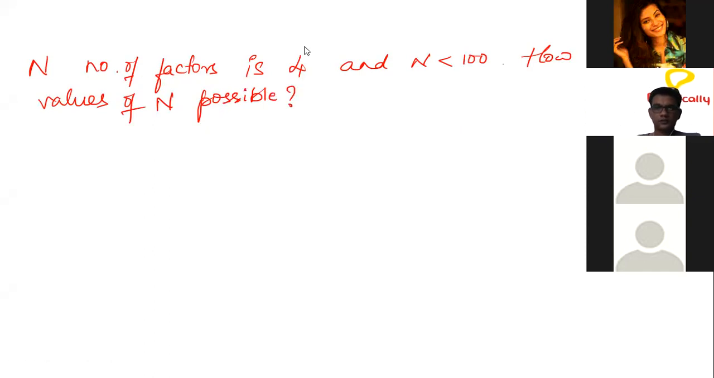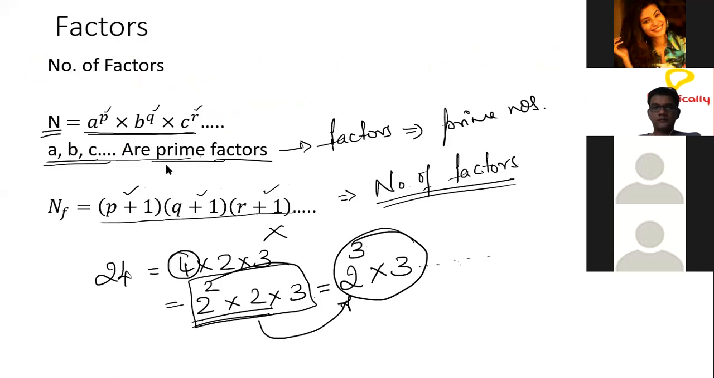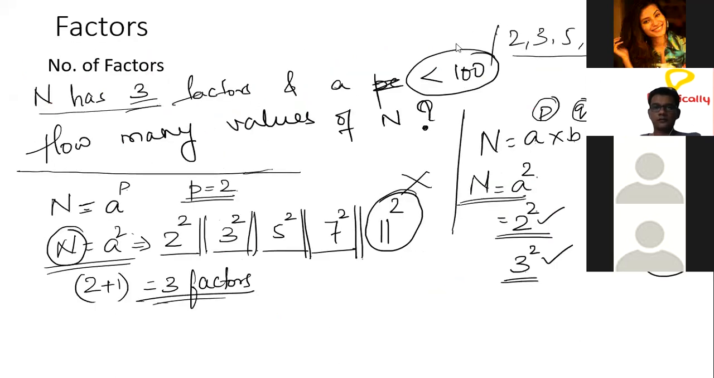Sounds fast. Chaitanya, you're wrong. Retry. The term n has number of factors of n is 4 and n is less than 100. How many values of n is possible? Slightly different from the one that we did here. Okay, so slightly different from the one that we did here.